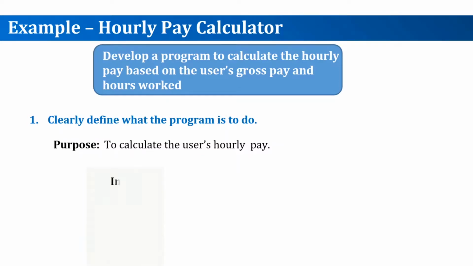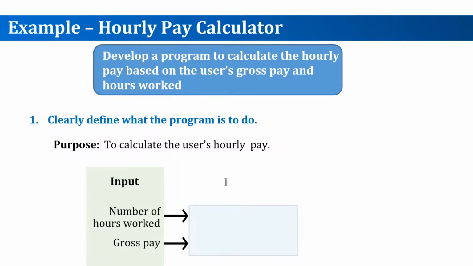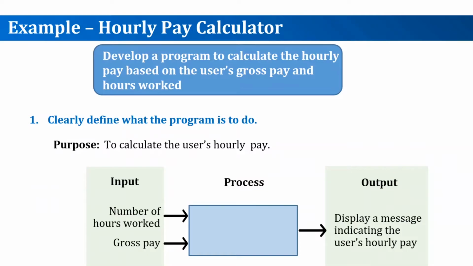From the problem statement, we know that we are given two inputs, the number of hours worked and the gross pay. What we want to do is to develop a code to solve this problem. The code will give the step-by-step process to calculate and give an output that represents the hourly pay. This process is also called an algorithm. We will talk more about algorithms in another video.